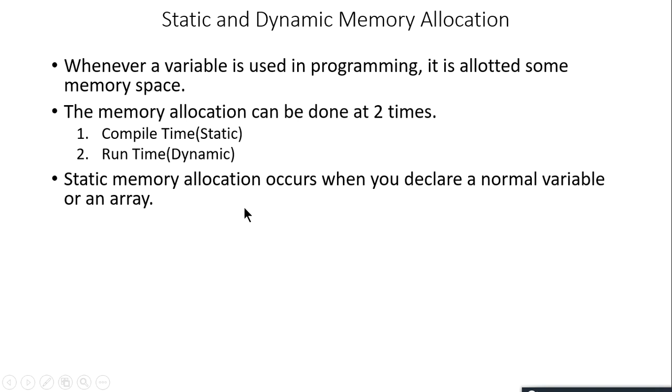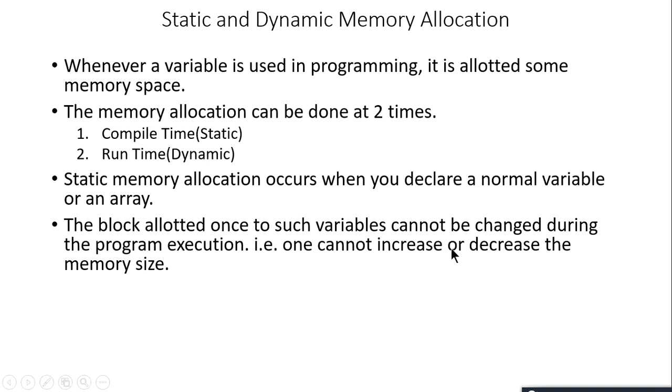Static memory allocation occurs when you declare a normal variable or an array, like int a or int a[10]. As soon as the compiler reads this line, the compiler will allocate some memory space for your program in the computer's memory. The block allotted once to such variables cannot be changed during the program execution. That is, one cannot increase or decrease the memory size.